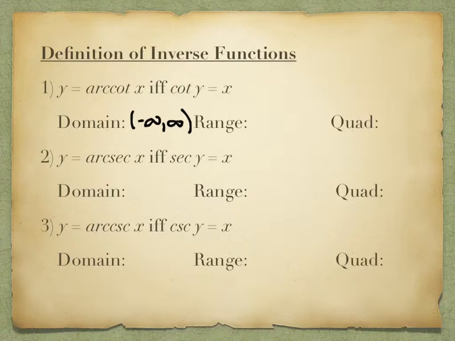Just like for tangent, you've got the same sort of image going on, but it looks sort of upside down. And then the range goes from 0 to pi. Again, the same thing with those asymptotes. And what quadrants are 0 and pi? 1 and 2.